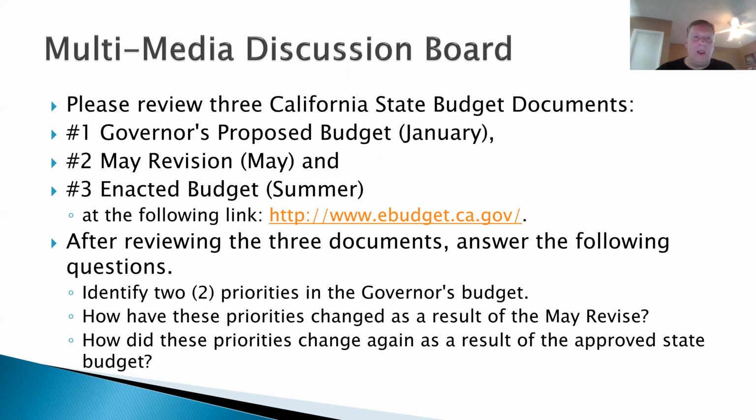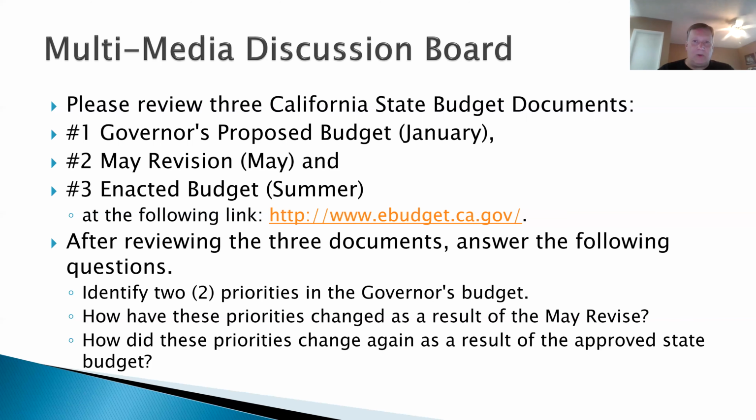Assignments for this week, you have a multimedia discussion board assignment. And that multimedia discussion board assignment, I want you to look at the California state budget. I want you to take a look at the governor's proposed budget from back in January. Then take a look at the May revise and the changes that he made to that budget in May. And then look at the enacted budget, the budget that was actually agreed to by the state legislature and the governor.